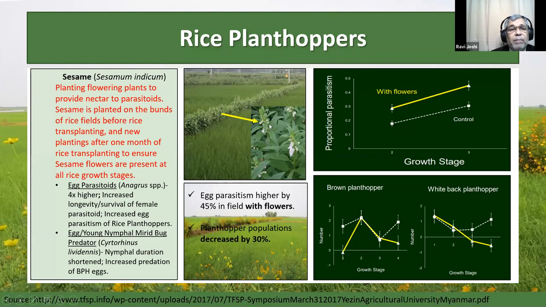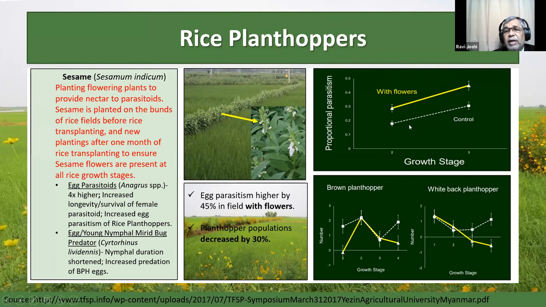Sesame is planted on the bund on the rice side before rice transplanting, and again one month after rice planting, to ensure sesame flowers are present. So they provide food for the natural enemies while the pest is still coming in. What we found was that egg parasitism was higher by 45% in fields that had sesame flowers, and the hopper population decreased by 30%.